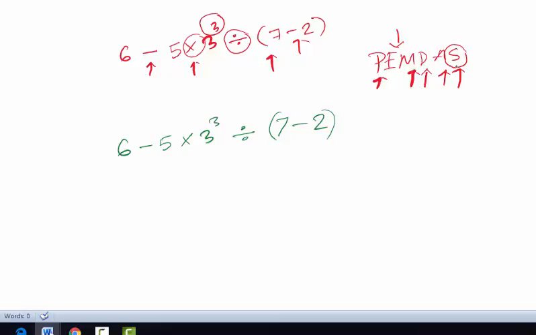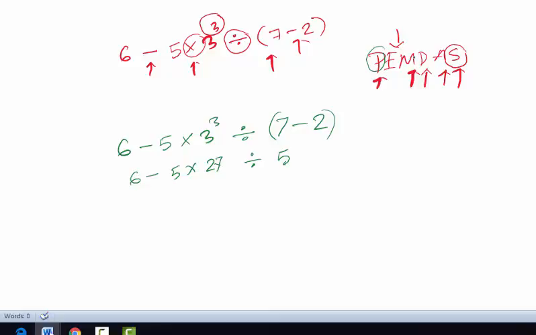In PEMDAS we have to start with P. P means parentheses, so the first thing we do is simplify whatever is inside the parentheses. 7 minus 2 is 5, so let's write 5. Then comes the E, exponent. We have one exponent here: 3 cubed is 27, times 5 minus 6, right?